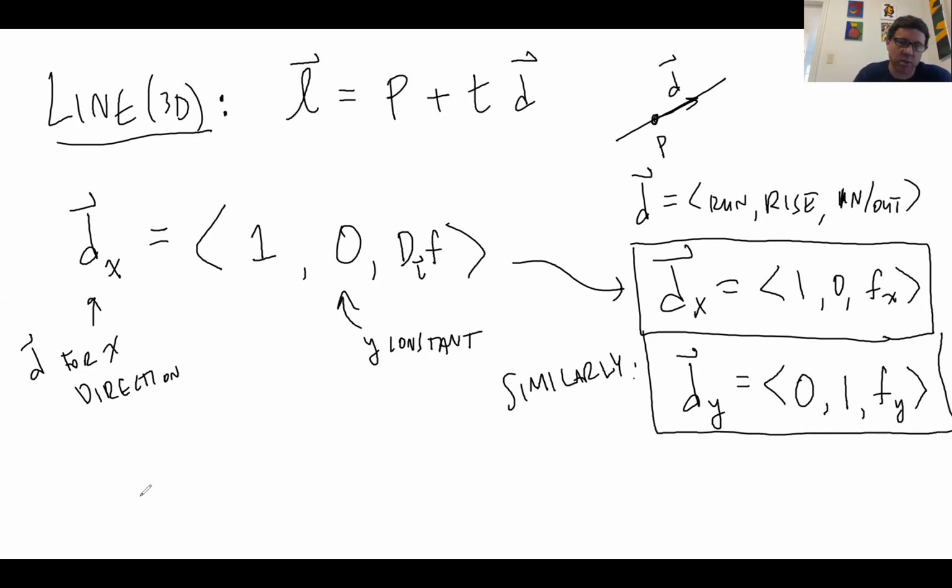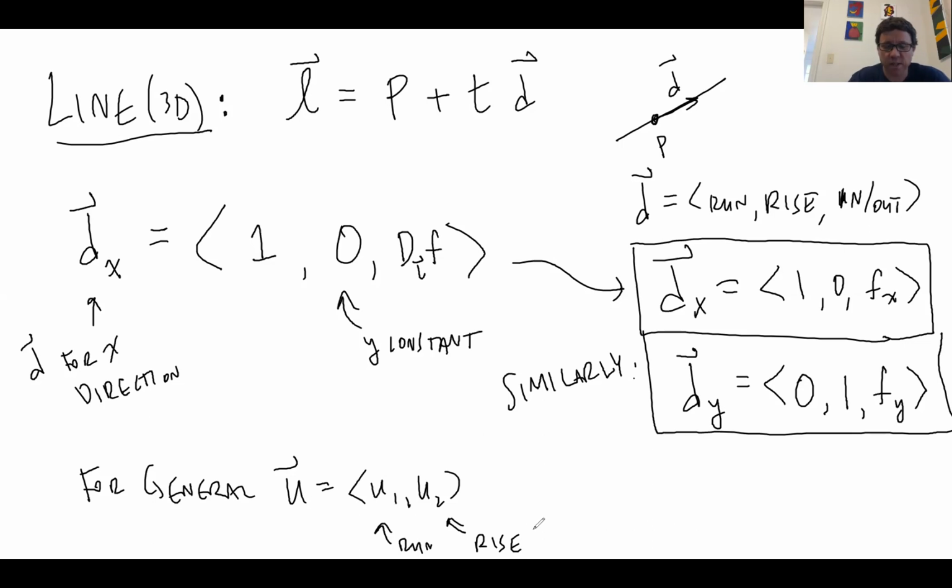Now, what about any direction? So for a general direction vector, guess what? There's the run and there's the rise. It's exactly what the direction is doing. It's the run and the rise, and now what is the z direction, or the in and out on the slope? It turns out it's exactly the directional derivative. So that means that the direction for the u vector will be the run, which is u1, the rise, which is u2, and then the slope will be whatever this D_u f is in the z direction.